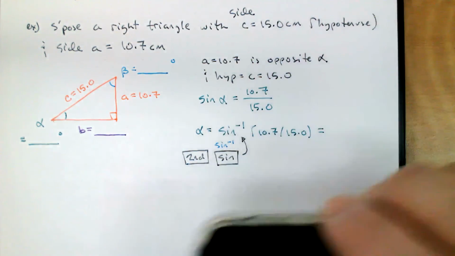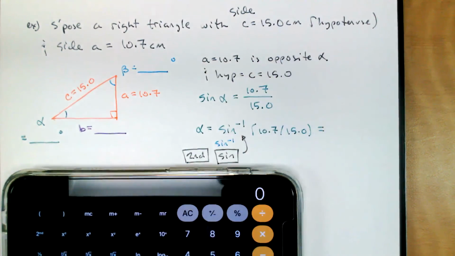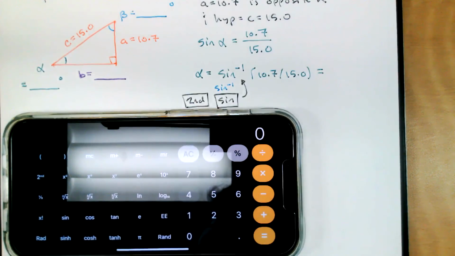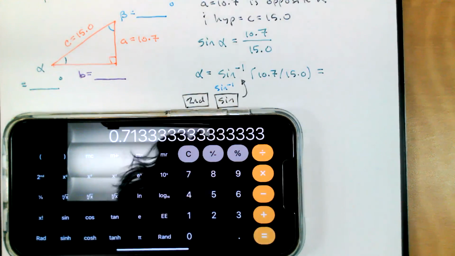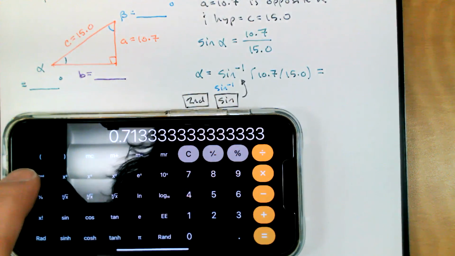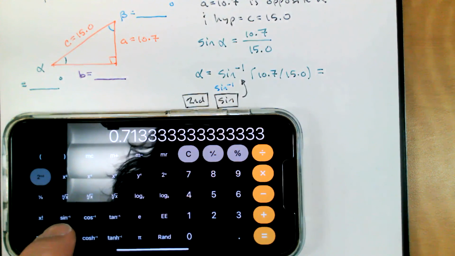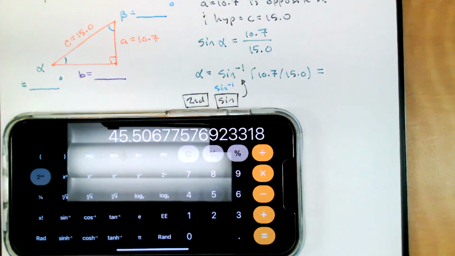Now, on my phone calculator, I can't just type it like this. The sine inverse button takes the sine inverse of whatever is on the screen at the time, because primitive. So I have to do the 10.7 divided by 15 first. And then I want the sine inverse of this. So I press second, and notice it changes the buttons to sine inverse. That tells me that it's a 45.5 degree angle.